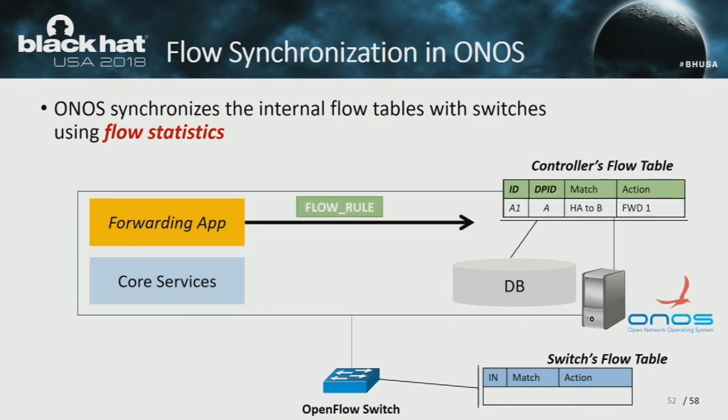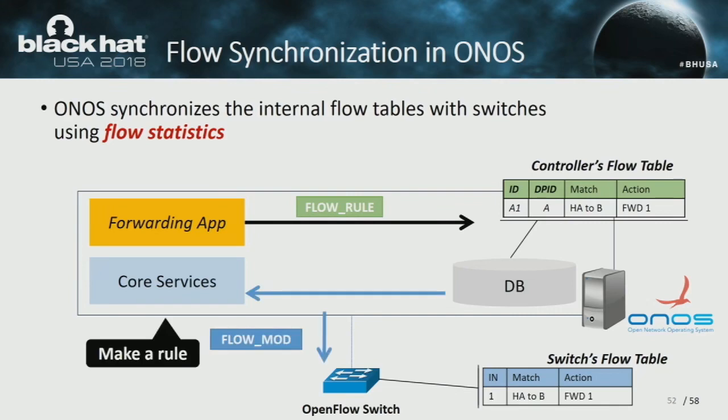Here, if an ONOS application installs a flow rule to the controller's flow table, the controller reads the flow rule and builds an OpenFlow packet, which is a flow mod packet, and sends it to the switch. So it results in a flow rule being installed on the switch's flow table. And now the controller periodically collects the flow rules from the switch, and the flow statistics message has information about the installed flow rule on the switch. This period of time is 5 seconds by default in ONOS.